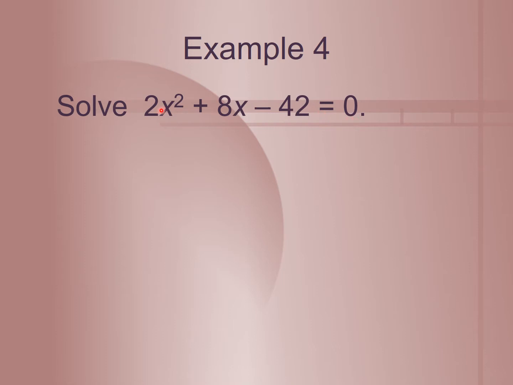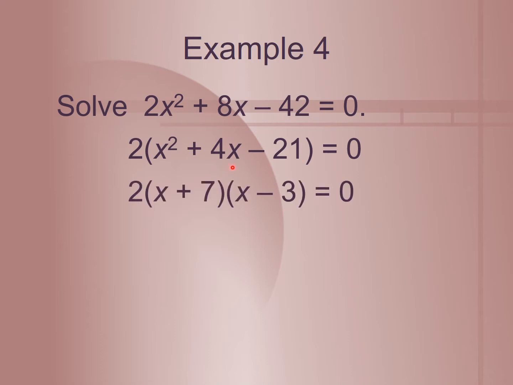And even though this is a trinomial, I'm going to go ahead and factor out a common factor before I factor it using the FOIL method or the box method. I noticed that each of these terms can pull out a 2. So I'm going to factor out a 2 first, and that gives me a trinomial that's going to be a little bit easier to factor using the reverse box method or reverse FOIL method. So x squared plus 4x minus 21 factors to x plus 7 times x minus 3. And now I have my 3 factors.